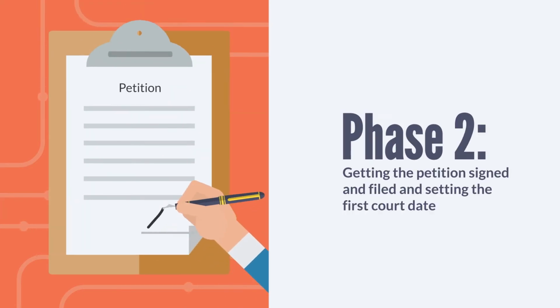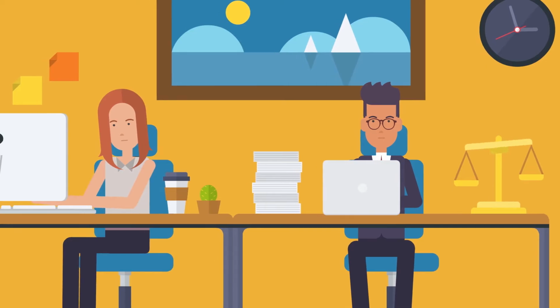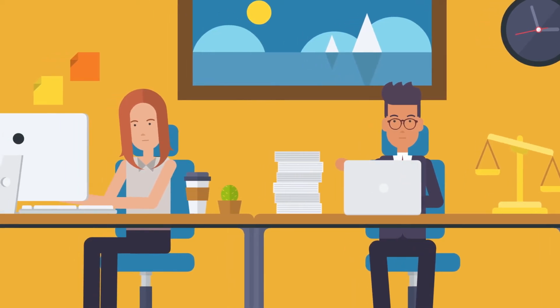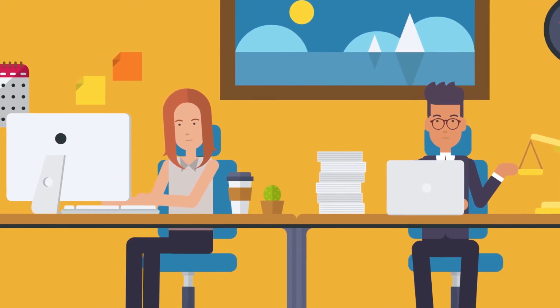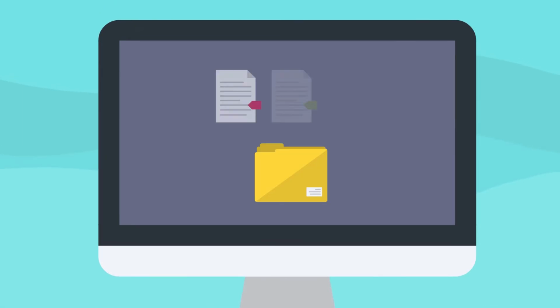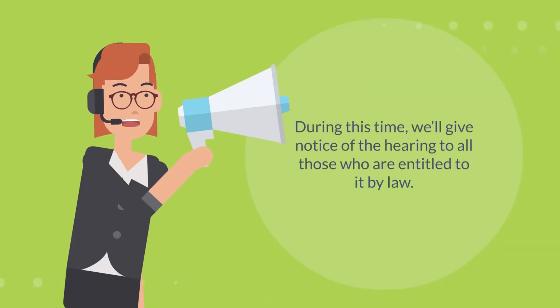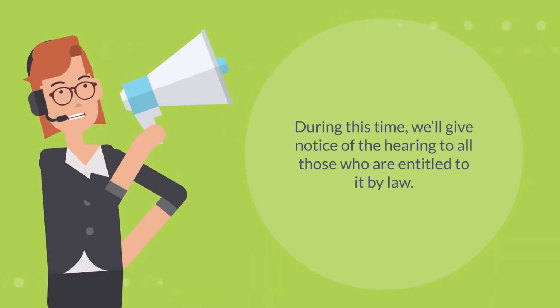Phase 2, getting the petition signed and filed and setting the first court date. Phase 2 takes about 45 to 60 days. Once all the initial documents are drafted and approved, the documents will be sent through My Case for an electronic signature. Once the signature has been received, the documents will be filed with the court. The court will then give us a court date 45 to 60 days after that. And during this time, we'll give notice of the hearing to all those who are entitled to it by law.